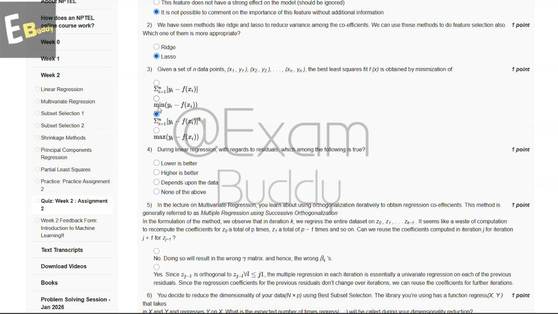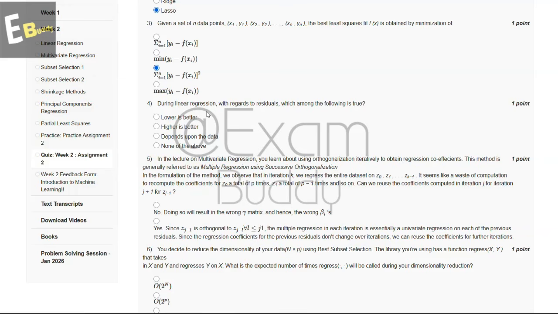And now let's go to our question number 4. During linear regression with regards to residuals, which among the following is true? So these are the options, and the answer of our fourth question is A, lower is better.